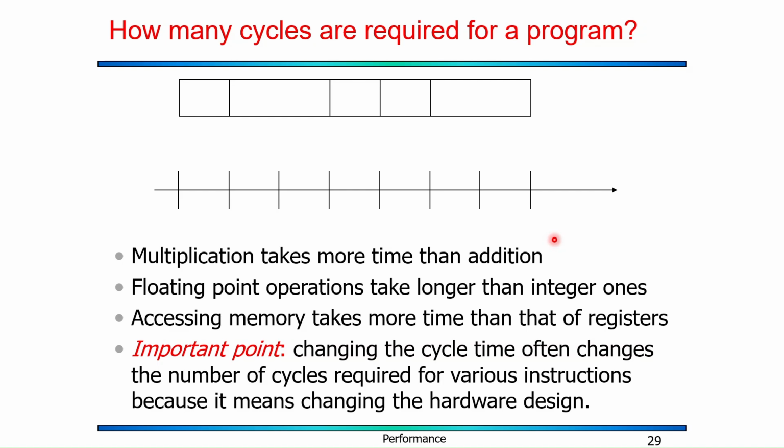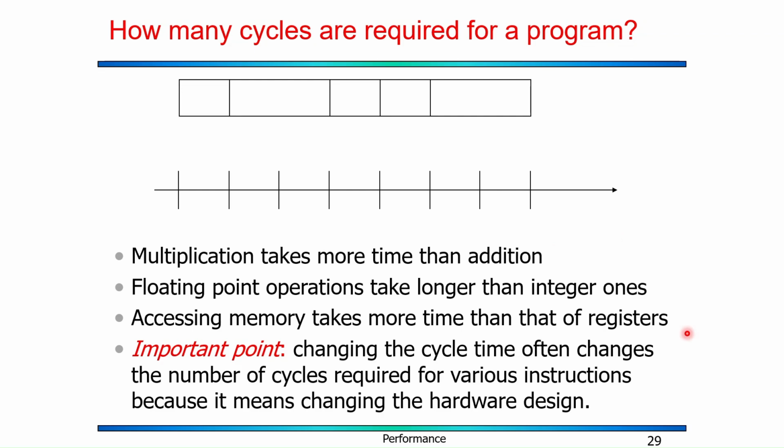I hope in computer organization you might learn about Booth's algorithm, which multiplies two numbers, and you have seen that there are a lot of steps in execution. So multiplication isn't that simple, so it takes more cycles. Second, floating point operations take longer than integer ones. Calculations with decimal numbers are more complex than whole number operations.